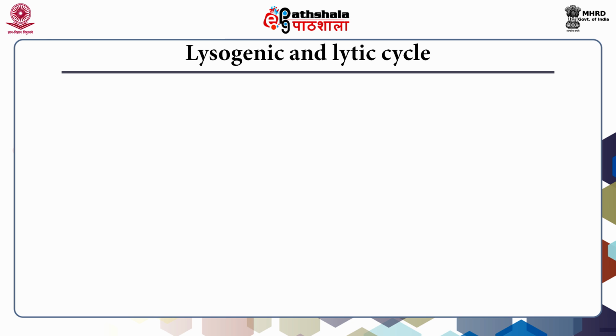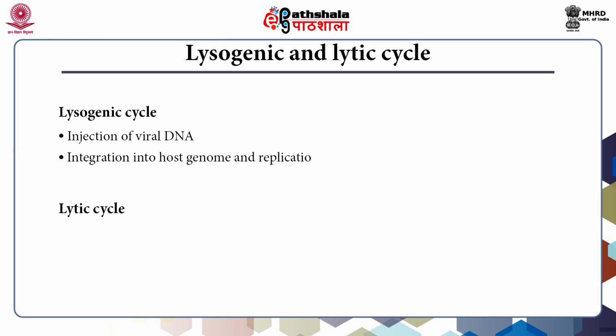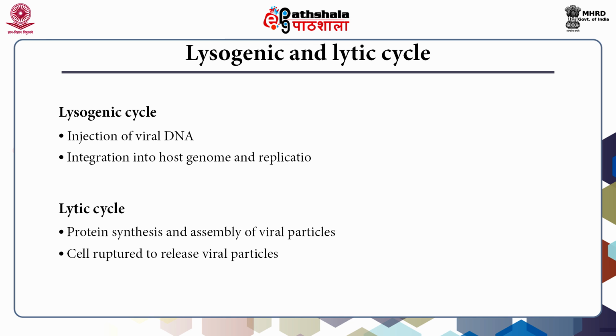There are two kinds of cycles in the virus, the lysogenic cycle and the lytic cycle. In the lysogenic cycle, injection of viral DNA takes place and that integrates into the host genome for replication. In the lytic cycle, on the other hand, protein synthesis and assembly of viral particles take place and the cell ruptures to release viral particles. That means the viral cycles can be grouped into two phases, the lysogenic cycle and the lytic cycle. The lysogenic cycle is where DNA integration into the host genome takes place, whereas in the lytic cycle the protein synthesis, assembly and release take place.